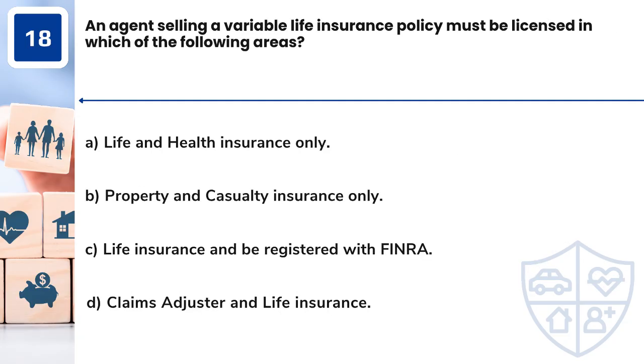Question 18. An agent selling a variable life insurance policy must be licensed in which of the following areas? A. Life and health insurance only. B. Property and casualty insurance only. C. Life insurance and be registered with FINRA. D. Claims adjuster and life insurance.